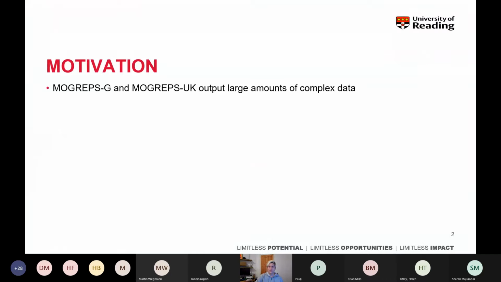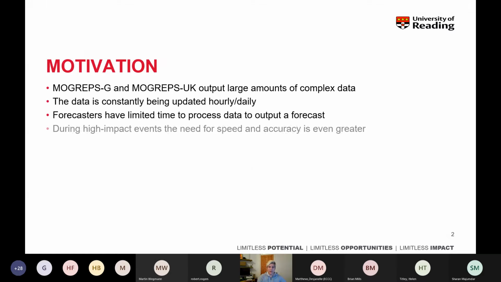So forecasters right now, when they are looking to make a forecast, are going through a huge amount of really complicated data. There's lots of variables. They've got different ensembles like MOGREPS G and MOGREPS UK at the Met Office. And that data is constantly being updated, hourly in some cases, daily in others. Forecasters have a very limited amount of time to process this information and come up with related weather forecasts. And this is even more critical when it comes to high impact situations where things can change very rapidly, and speed and accuracy to deliver those warnings and impacts to the end users is even greater.